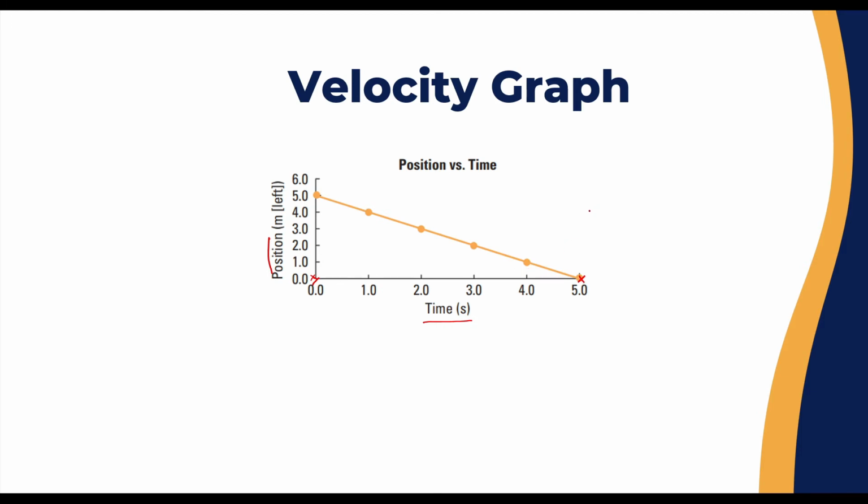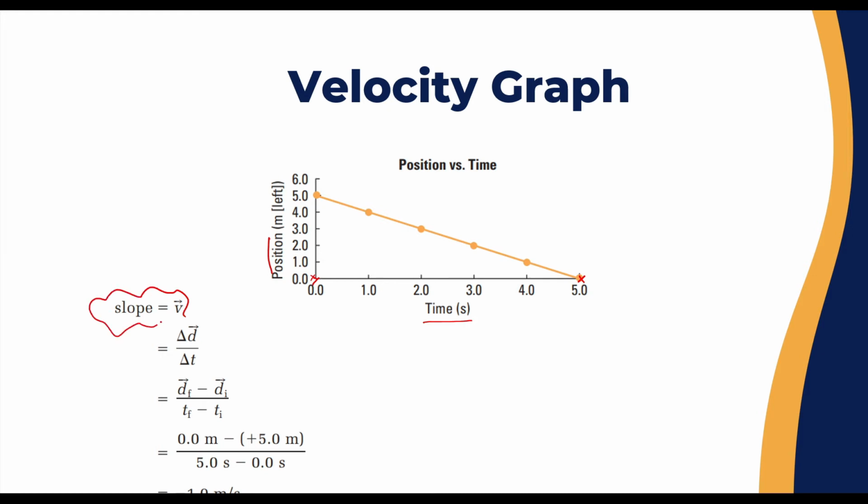So it's obvious that the velocity is decreasing in this case. To find the velocity of this graph, we can use the slope. In this case, slope equals velocity. And we know the slope equals the change in distance over the change in time.